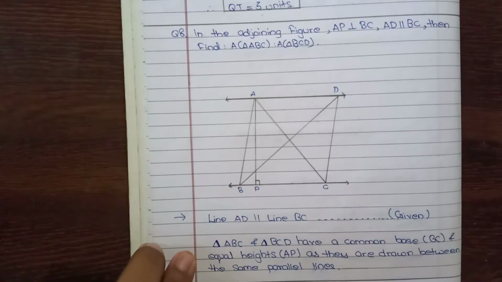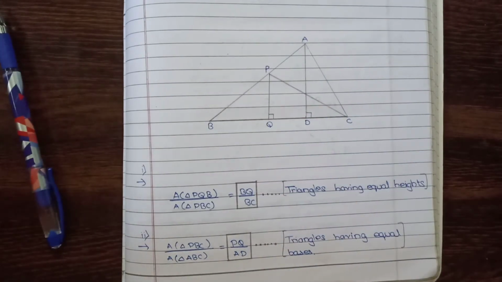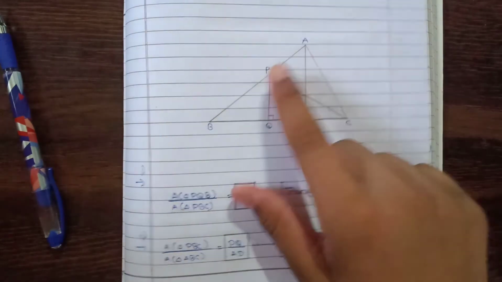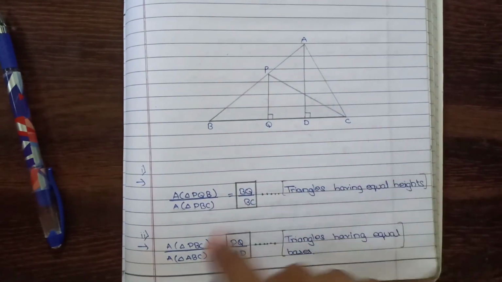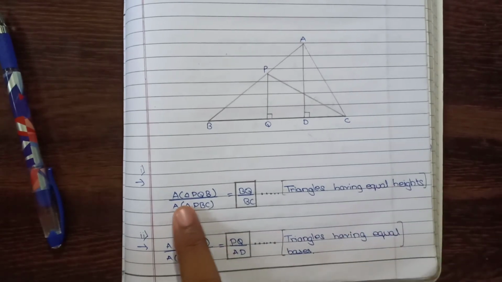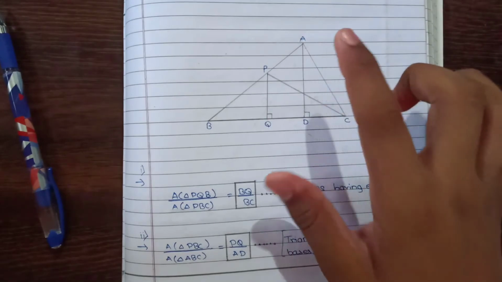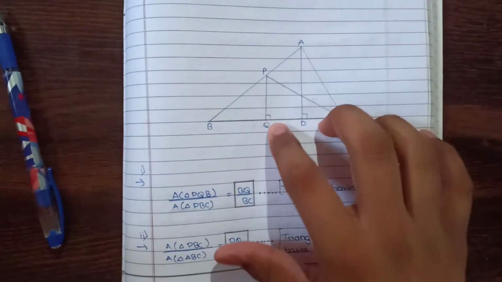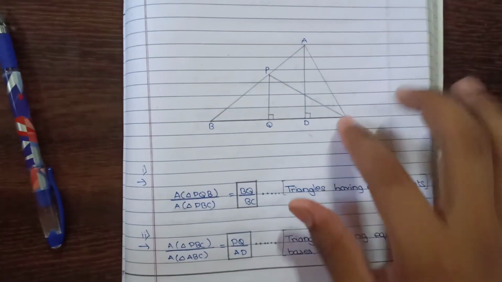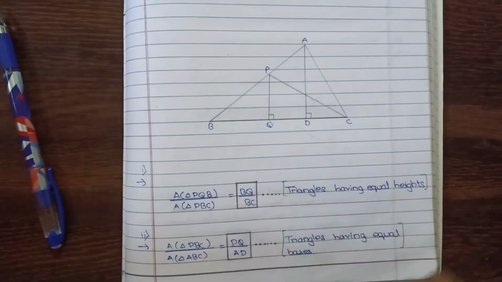Now we are going to take some random questions. In the adjoining figure PQ is perpendicular to BC and AD is perpendicular to BC. Then find the following ratios. First ratio is area of triangle PQB and area of triangle PBC. Here their heights are equal but their bases aren't equal. So we'll write BQ upon BC, as both of them are bases.